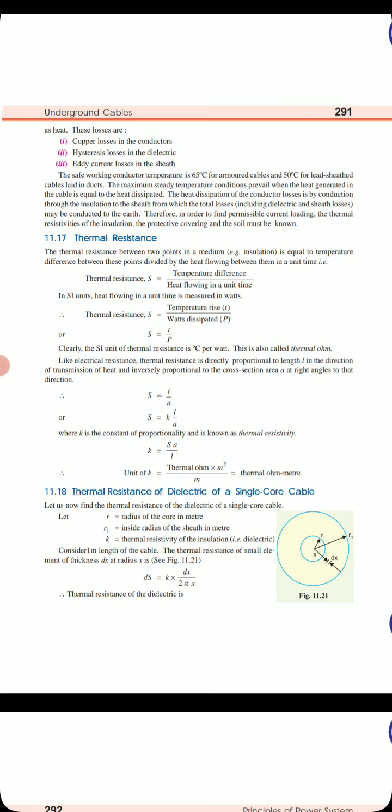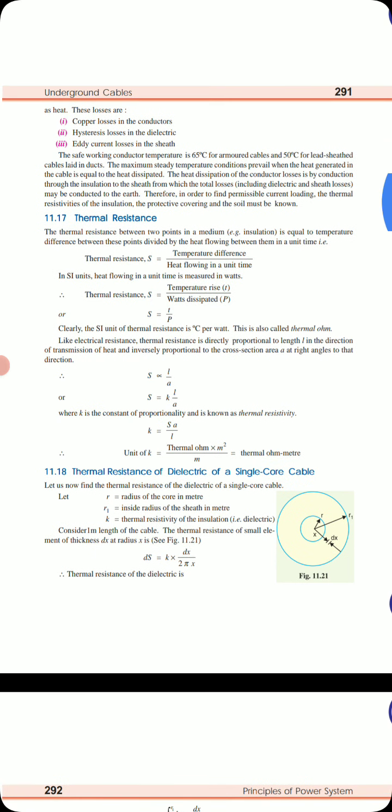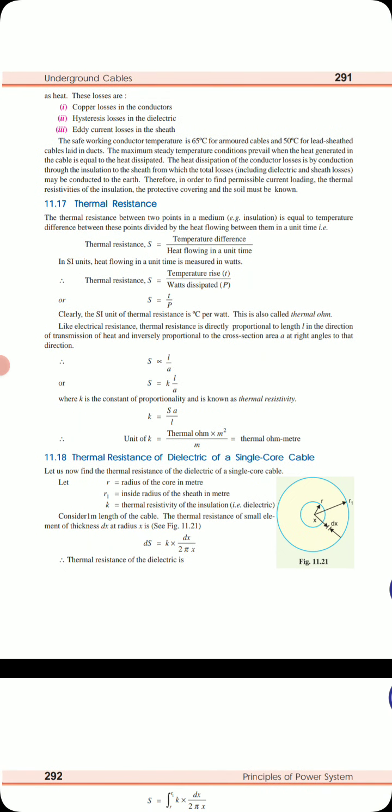Like electrical resistance, thermal resistance is directly proportional to the length in the direction of heat transmission, and inversely proportional to the cross-sectional area at right angles to that direction. So thermal resistance is proportional to L by A, where L is length and A is area, with a proportionality constant K. S is equal to K into L by A, where K is known as the thermal resistivity, like rho as the resistivity in electrical resistance. K is given by SA by L, so its unit is thermal ohm meter.